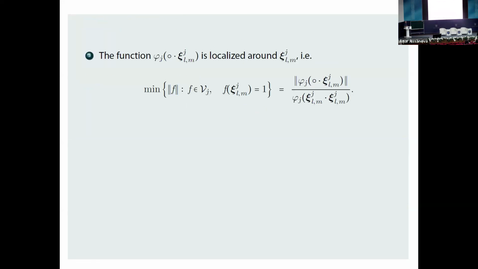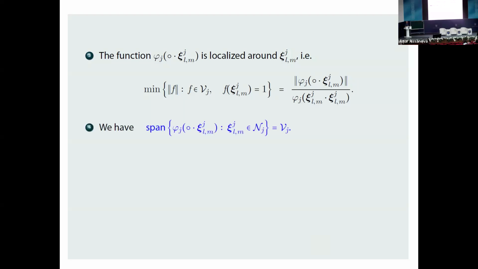Okay, and on the last slide, I said very nicely localized. And now comes the exact version of what I mean by localization here. We ask for the minimum of the L2 norm of all functions from this polynomial space Vj, with the condition that at a fixed point it has the value 1. And now we want to find the minimum of all L2 norms. It is given by this function phi j with the right normalization in this way.